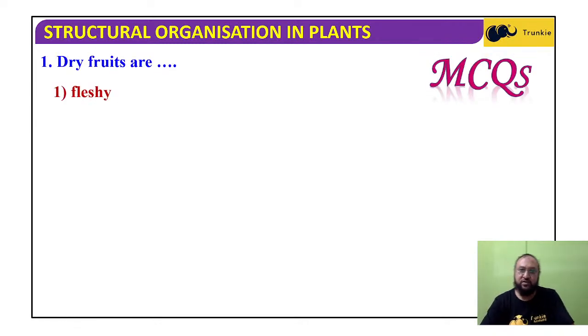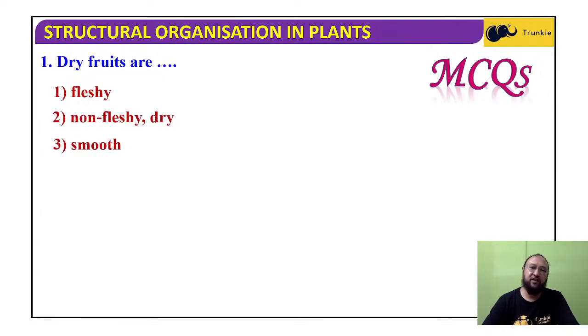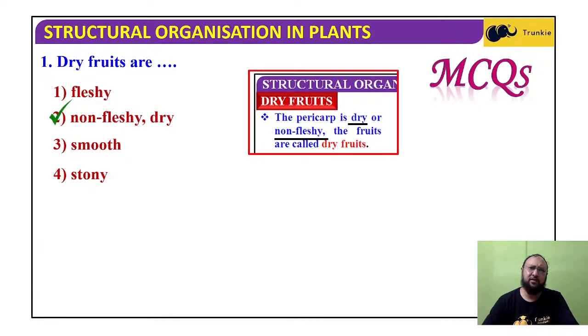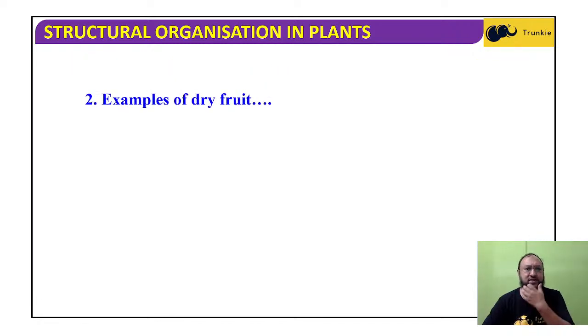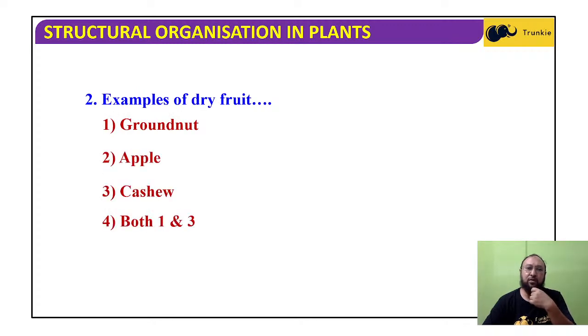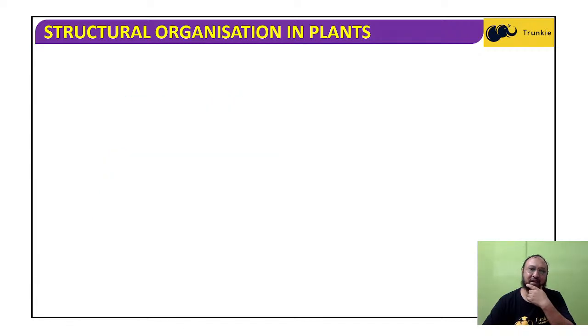Now we'll go through some questions quickly. Dry fruits are fleshy or non-fleshy? Dry, it's very easy. Simply it is dry and non-fleshy. Examples of dry fruits are groundnut, apple, cashew, both 1 and 3. Both 1 and 3. Okay, groundnut and cashew.